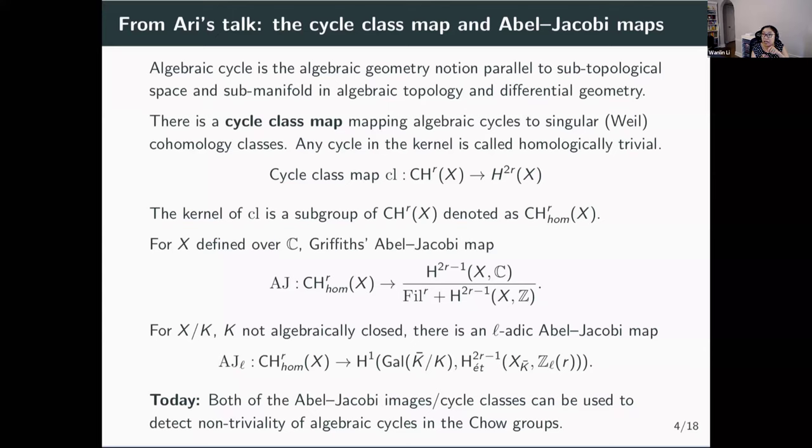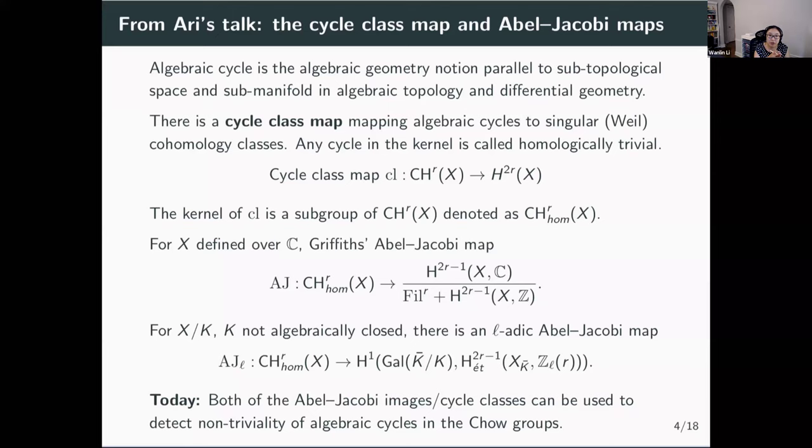And if I think about my variety, let's say it's defined over C, right? Then I can think about my variety in complex analytic topology. Then a subvariety, of course, naturally gives you a submanifold, a subtopological space there. And so you can realize it to give you a singular homology class. And that is a cycle class map. That is very intuitive, right?